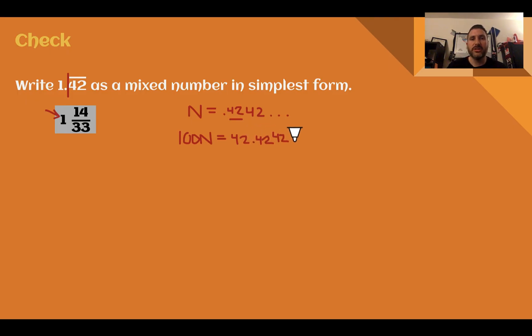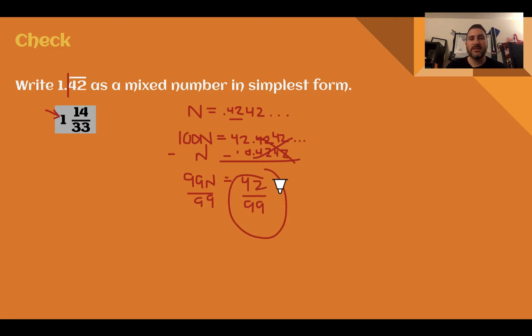Still repeating, so there's another 42 there. Subtract my original, 0 point there, so 42. I end up with 99n equals 42. My repeating part is gone. Divide by 99. There's my fraction, 42/99. I can divide both of these by 3. So 42 divided by 3 is 14. 99 divided by 3 is 33, which gives us our fraction part. And we already took the 1 off, so we just attach the 1 back out front. So 1 and 14 out of 33.